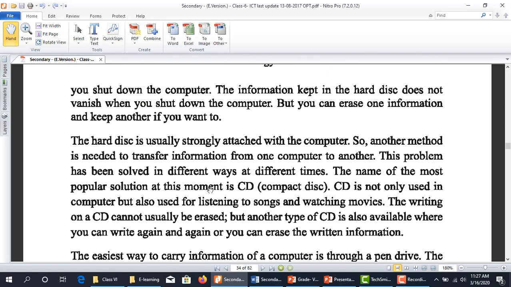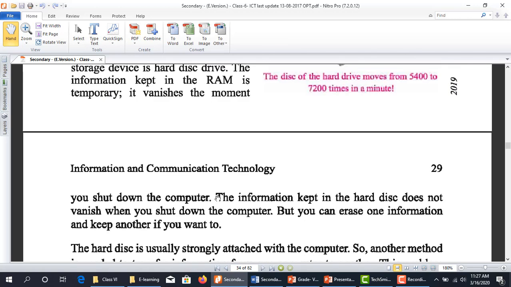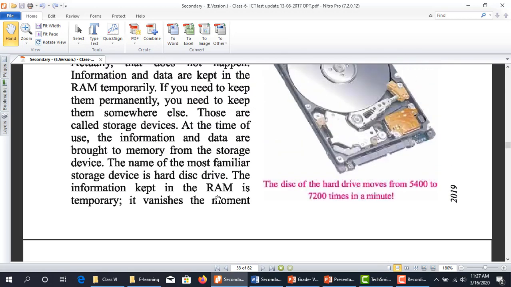If you want to share something from one computer to another computer, you need a device which is used for transferring files. The hard disk you cannot use for this, because it is already attached to the motherboard, so you cannot take it out. So there are other options.